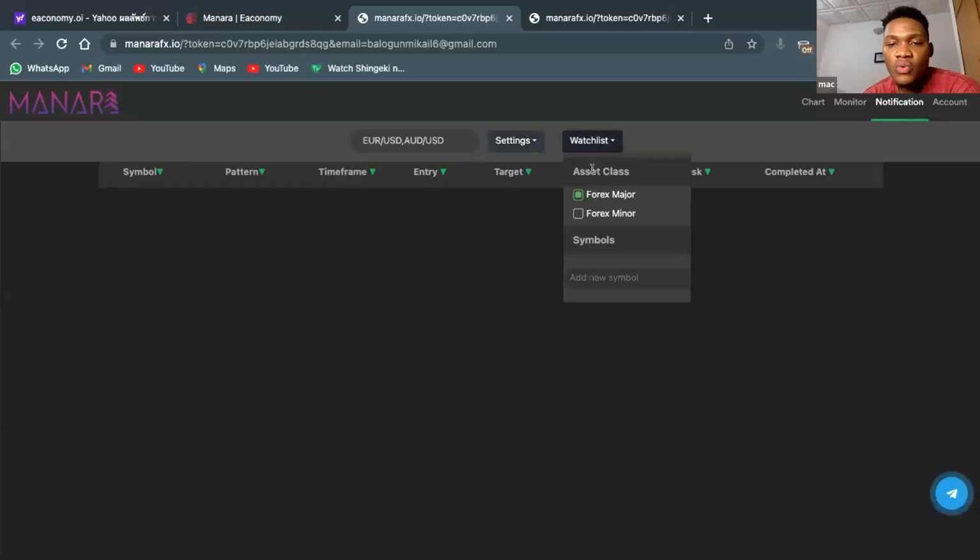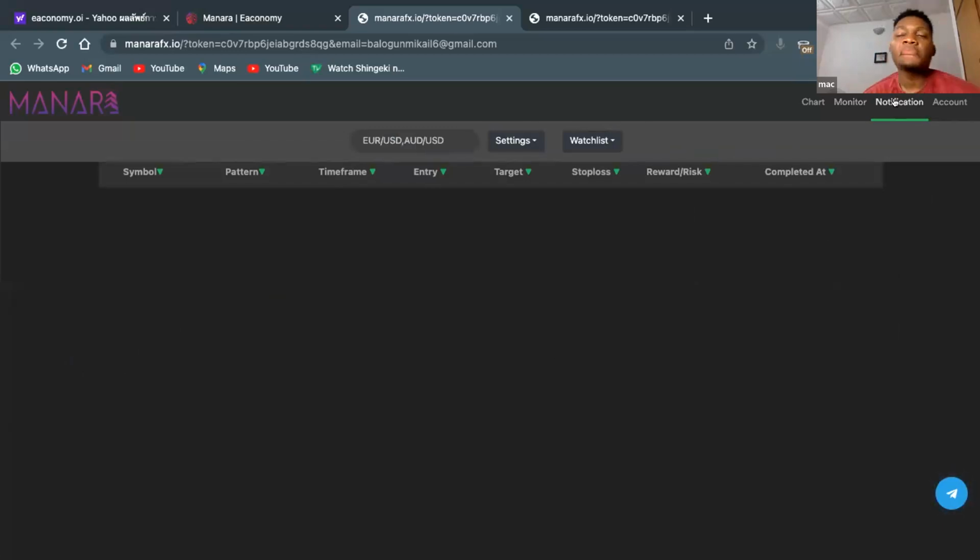Then watch list. On watch list, you leave it on Forex. You click on watch list, and you leave it on Forex major, and you are good to go. This is not showing here, so you might want to re-click on it, or go back to monitor, then come back and click on it so it will refresh. Just to show you different currency pairs.